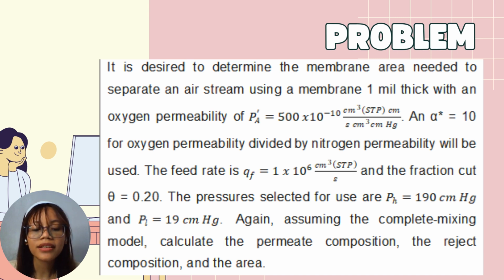The feed rate is 1 times 10 raised to the power of 6 cubic centimeter of standard temperature and pressure per second, and the fraction cut of 0.20. The pressures selected for use are 190 centimeter of mercury and 19 centimeter of mercury. Again, assuming the complete mixing model, calculate the permeate composition, the reject composition, and the area.